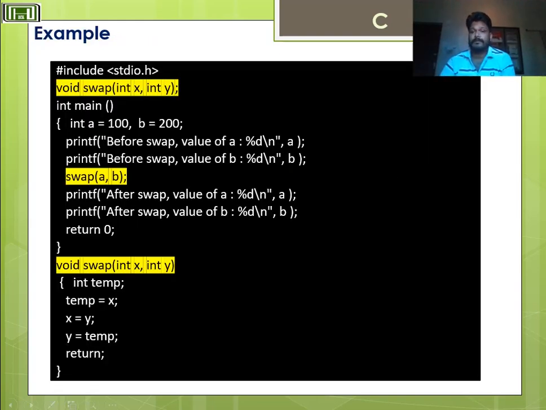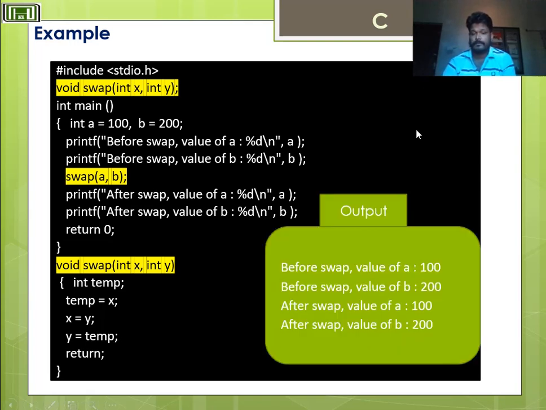So here is one example for call by value. For swapping two values x and y, here we have declared a function void swap(int x, int y). Now inside main function we have two integer values, for a 100 and for b 200. Then before swap we have displayed two values, that is 100 and 200. Then swap 100, 200. It will go here and swap the values using the call by value method, and you will get this result. Before swap 100 and 200, then after swap value a is equal to 100 and value b is equal to 200.